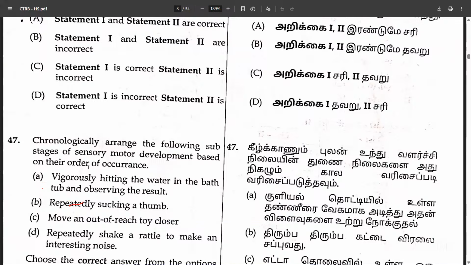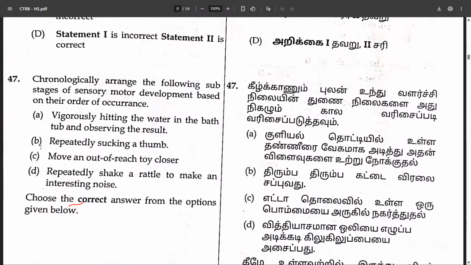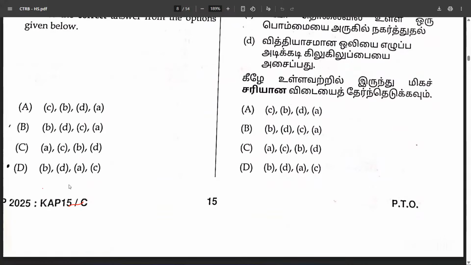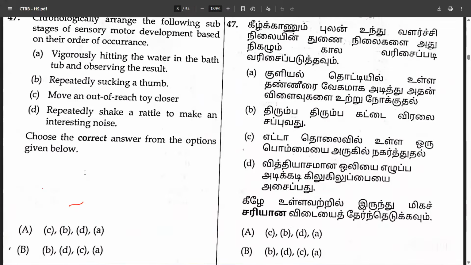The 47th question is asking you to arrange the following subcategories of sensory motor development based on the order of occurrence. Here the correct answer will be BDAC. We'll be arranging it as repetitive sucking of a thumb, which means approximately from the age of 1 to 4 months. This is the example of primary circular reaction of Jean Piaget's stage 1, the sensory motor stage. It has 6 sub-stages.